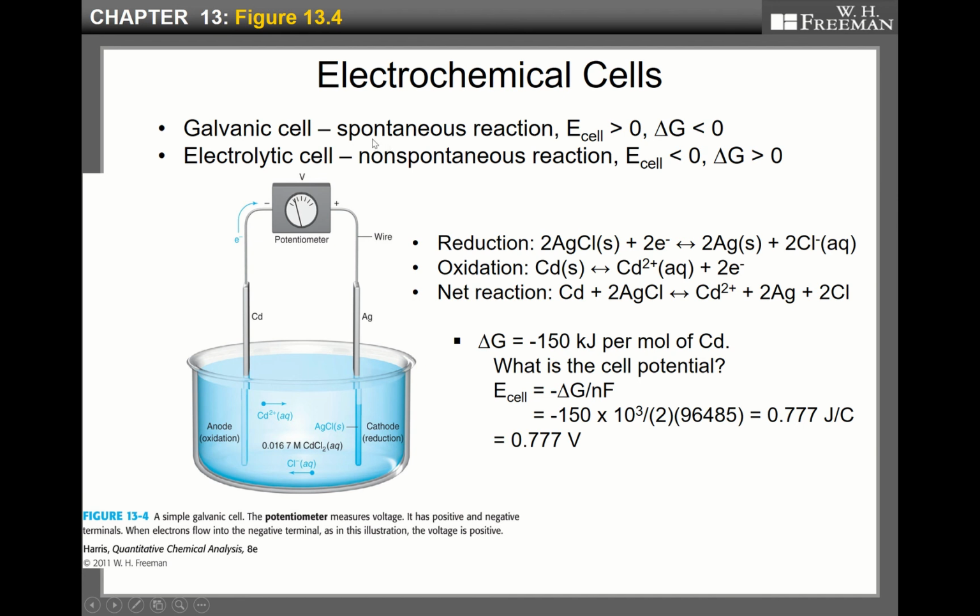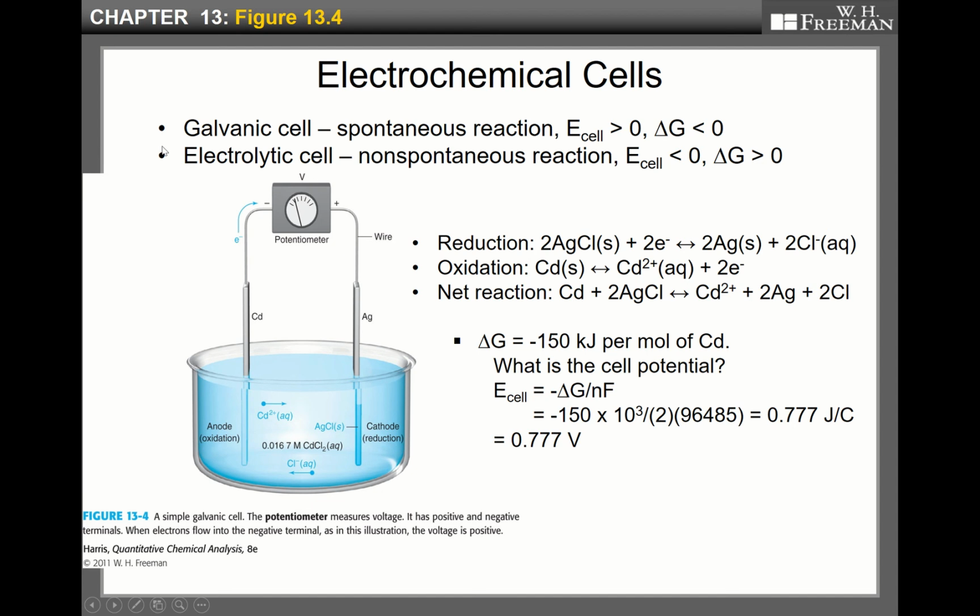This is the galvanic cell. By the way, what are examples of galvanic cells? Can you name them? Your battery, yeah, a battery is a galvanic cell. It generates electricity automatically. And what else? Fuel cells are also galvanic cells. You will see soon.